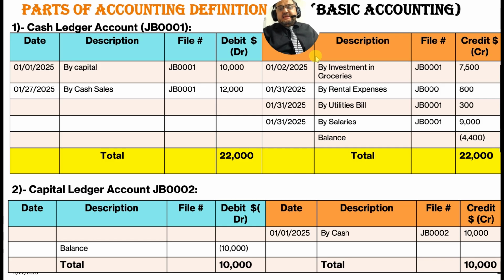Now let's come to the credit side. On the credit side, we have 1, 2, 3, 4 transactions of the credit cash amount.